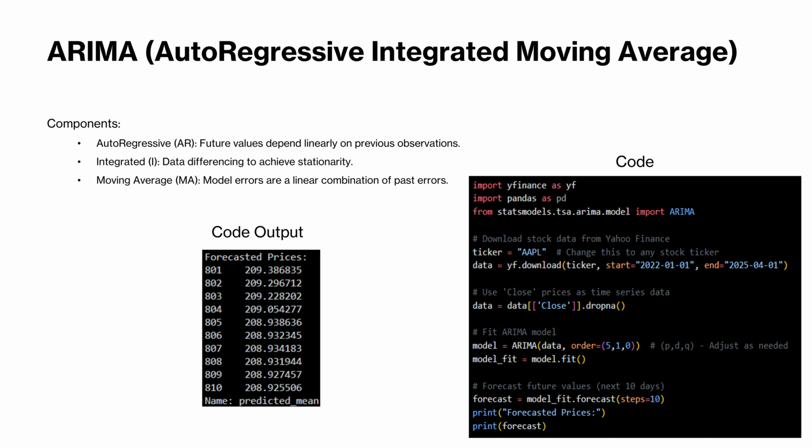On the right, you see a Python workflow that brings this to life. First, it pulls historical closing prices for a stock from a data source and cleans out any missing entries. Then it creates an ARIMA model, where you specify how many past lags to include, how many times to difference the series, and how many error terms to average.